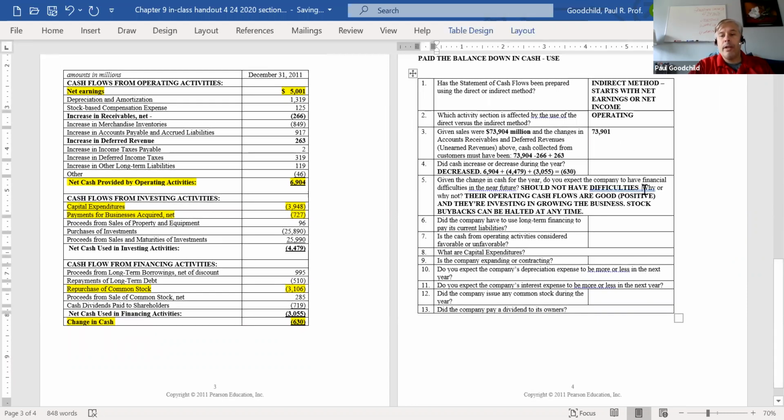Okay. Any questions on 5? Okay, number 6: did the company have to use long-term financing to pay its current liabilities? I'd like you to evaluate the cash flows and answer that question.